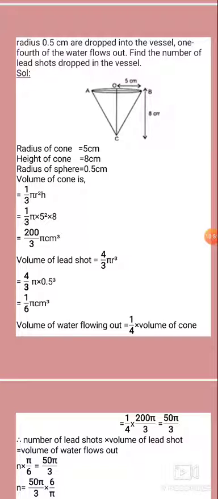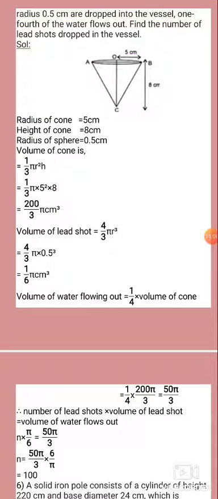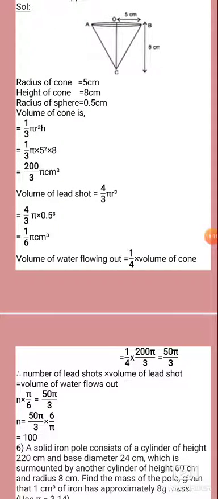Therefore we need to find out what? Number of lead shots. So the number of lead shots into volume of the lead shot is equal to volume of the water that flows out. So n into pi by 6 is equal to 50 pi by 3. So n is equal to 50 pi by 3 into 6 by pi. Cancel pi and pi. Then 6 and 3 cancel 2 times. 50 into 2 is equal to 100. So the number of lead shots is equal to what? 100.